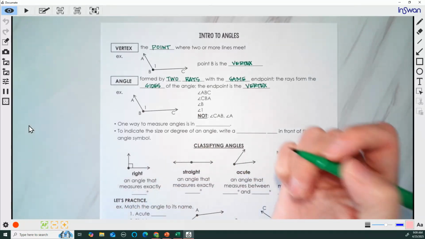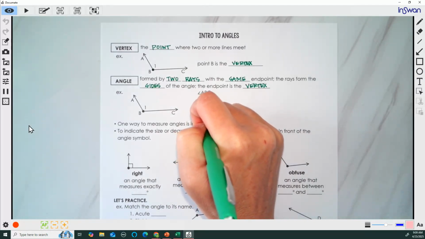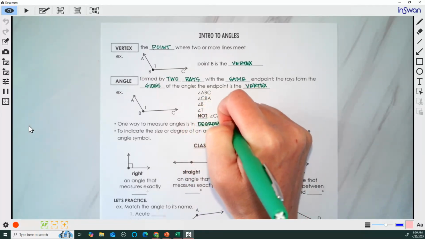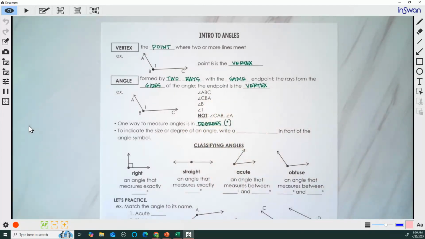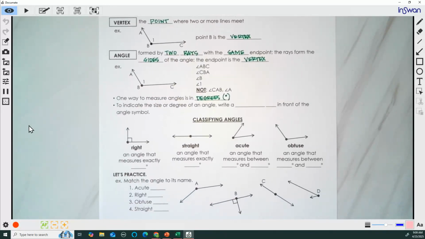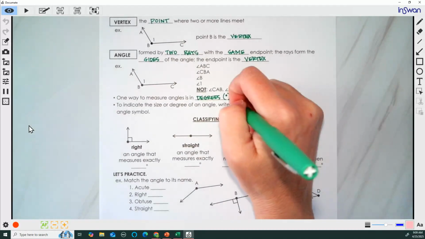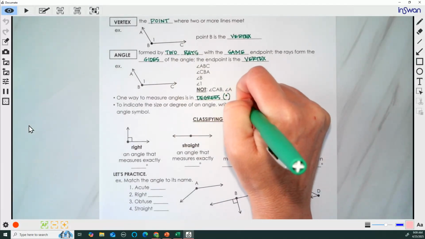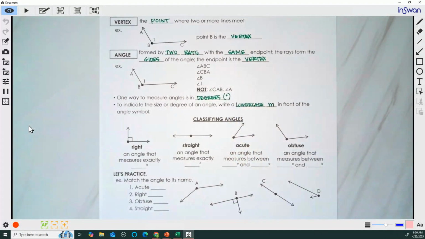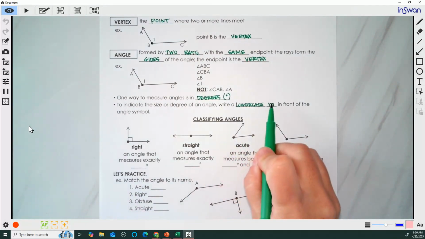One way that we measure angles is in degrees. And it has a symbol of a little circle. You can see some examples here. To indicate the size or degree of an angle, you write a lowercase m in front of the angle symbol. This stands for the measure of.